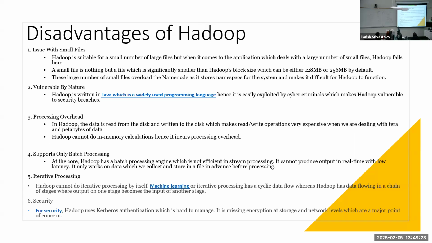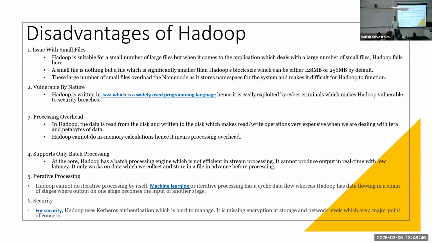The first foremost disadvantage is the issue with small files. Hadoop works efficiently if you have a large file broken down into smaller blocks of 256 MB. It's good practice to have a huge file; let's say I have a 1 gigabyte file, I can break it down into 256, 256, 256, 256. Each 256 goes to each data node. Good processing you will see.